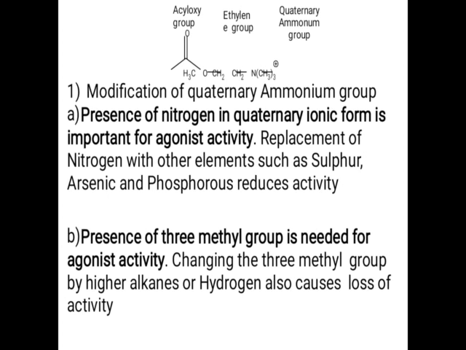आपण कुठले कुठले मॉडिफिकेशन करू शकतो acetylcholine मध्ये? Okay, so modification of the quaternary ammonium group. यामध्ये आपण काय काय मॉडिफाय करू शकतो? The quaternary ammonium group is in ionic form in case of acetylcholine. It is required for the agonist activity. So that group, the nitrogen in the quaternary ammonium group, we can replace with other elements such as sulphur, arsenic, phosphorus.